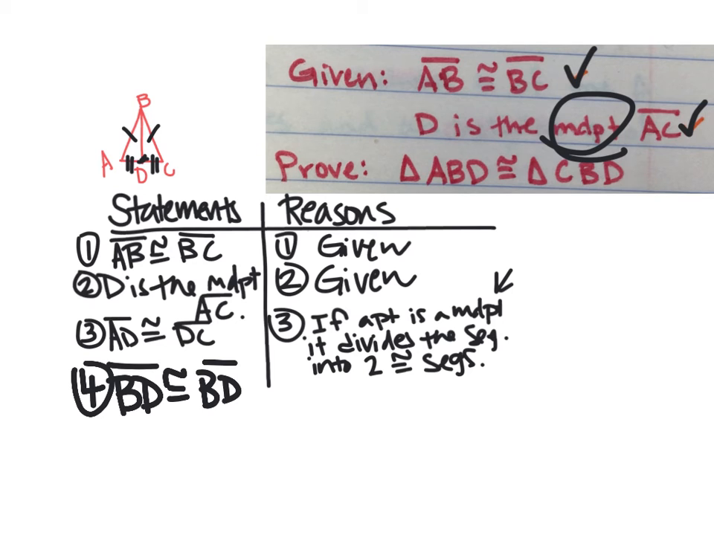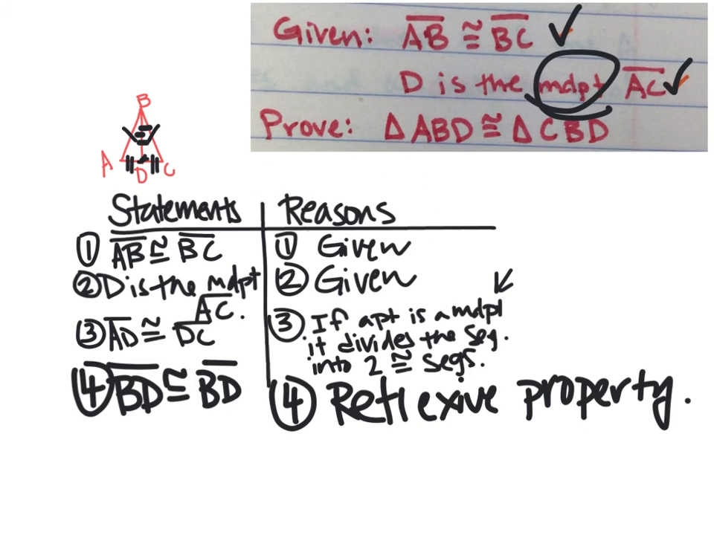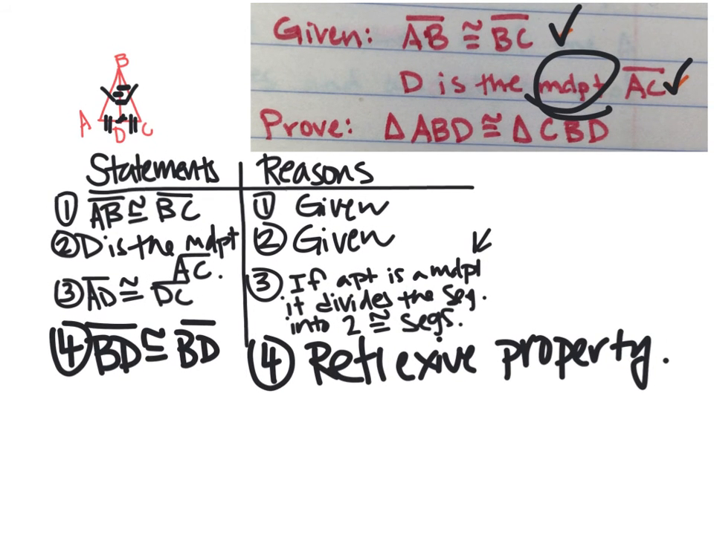Well, how is that true? Well, that's true because of the reflexive property. So this is the reflexive property of segments, or just reflexive property. Okay, so now that I've got that information, I have 3 sides. Do you see that? In my proof, if I go back and look in my proof, I've got a side here, I've got a side here, and I've got a side here. I've got 3 congruency statements. All 3 of those are sides.